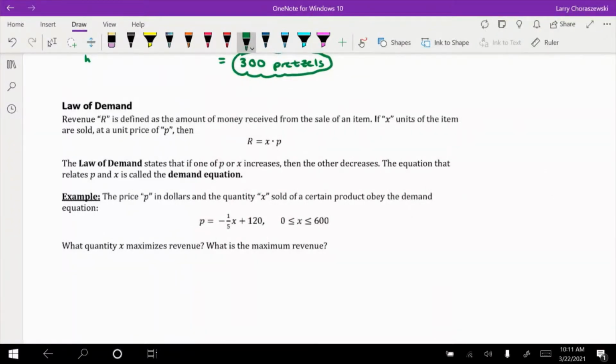Now it says here, if x units of the item are sold at a unit price p, then we have a formula for revenue.